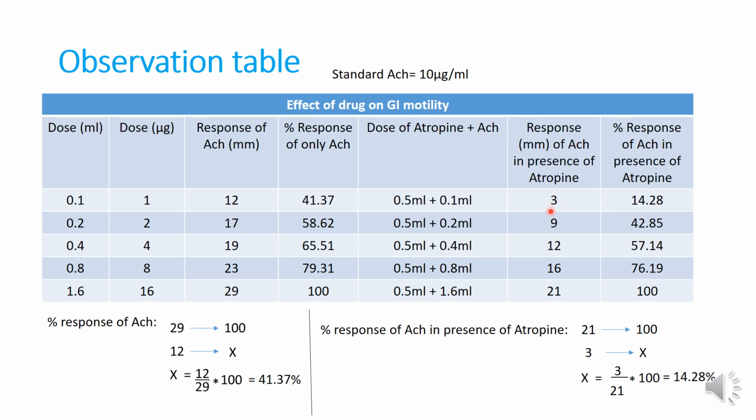So we will get the response here as 3, 9, 12, 16 and 21. If 21 is 100%, then what about X? 3 is how much percent? So we will get here 14.28%.